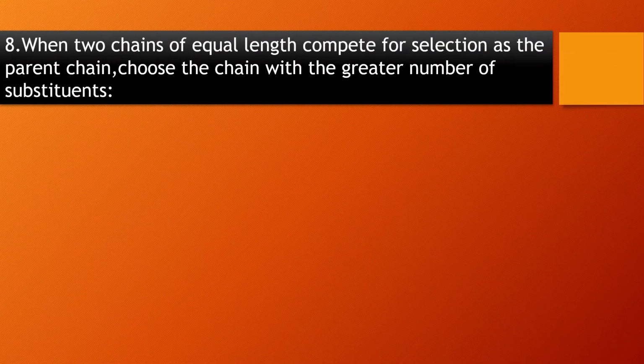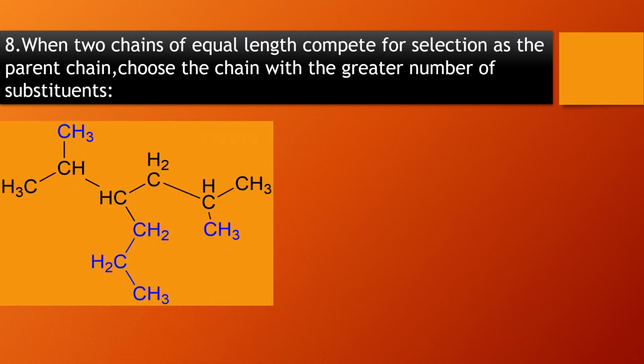The 8th point is: when two chains of equal length compete for selection as the parent chain, choose the chain with a greater number of substituents. So what do we have to do? We have to select the chain which has a greater number of substituents.